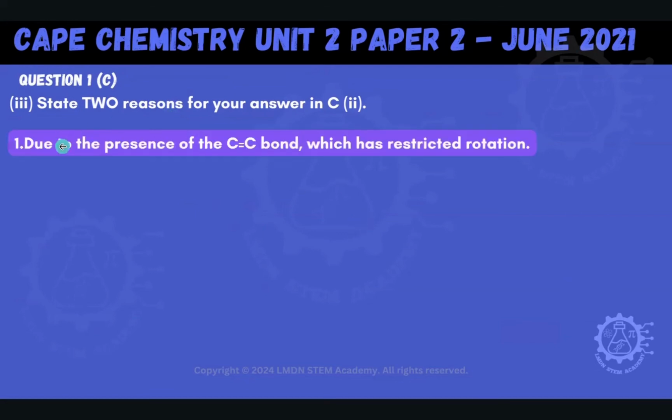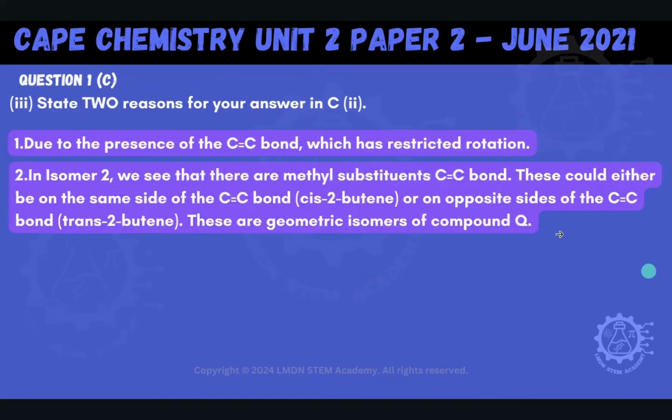And so the two reasons are, one, as I said, due to the presence of the carbon-carbon double bond, which has restricted rotation, we can't just rotate and get a different molecule. The substituents are going to be locked into place. We can't move them around, and that's why we get geometric isomerism. So that's the first reason. And the second reason is that in isomer 2, let's bring back isomer 2 so you can see it.